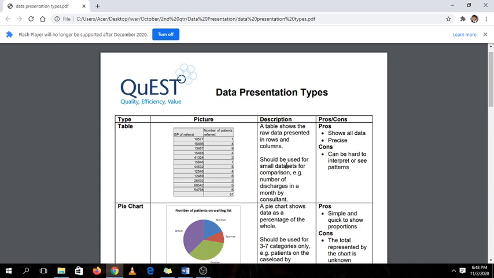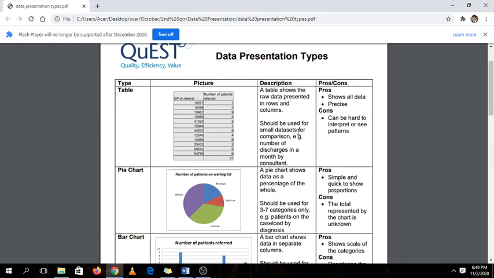So again, a table should be used for small data sets for comparison, number of discharges, month by consultant, the growth rate of your plants, your different methods, etc. Okay? So tables are mainly used for comparison.